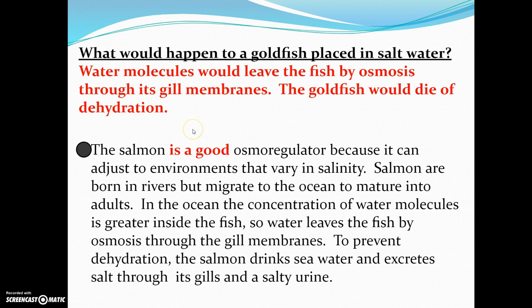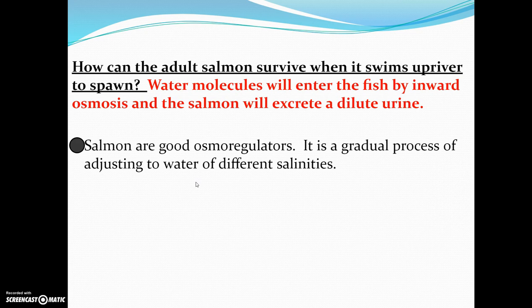The best osmoregulator is a salmon because it can go out in the ocean and spend time in the ocean, which is salt water, and then can swim back up the rivers and live in the freshwater rivers as well. So the water molecules will enter the fish by inward osmosis, and the salmon will excrete a diluted urine. That diluted urine is going to be the salt water coming back out.